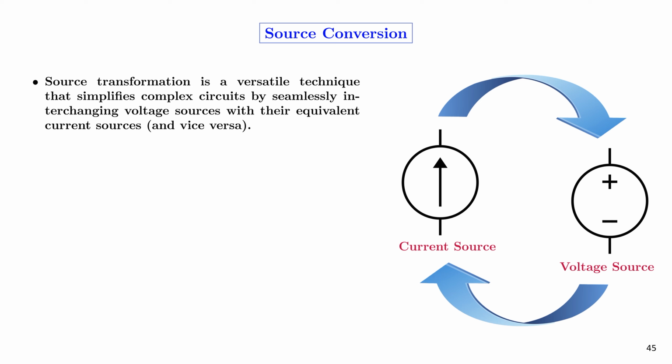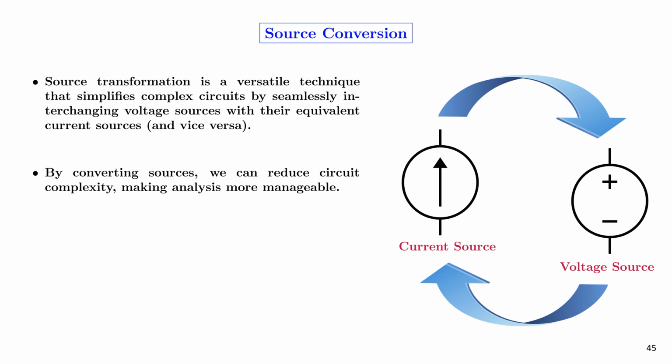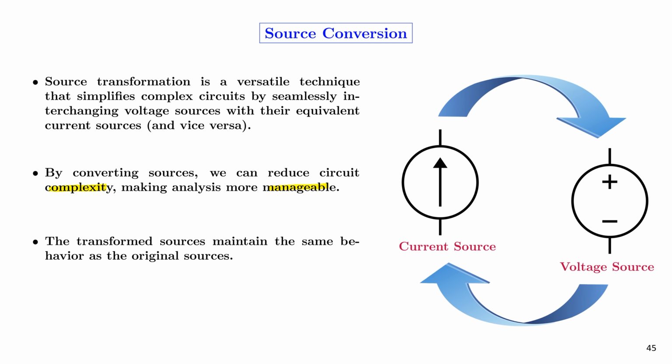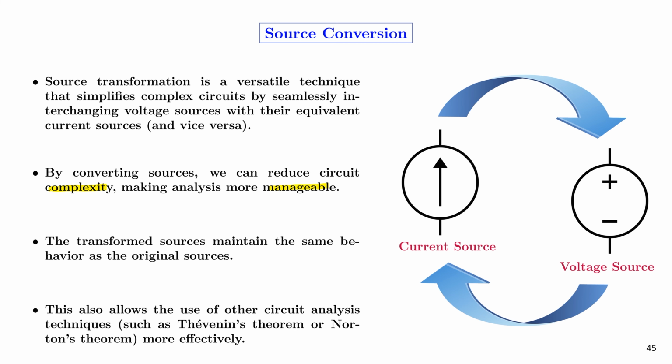A source transformation is a versatile technique that can be used to simplify complex circuits. That is, by using this technique, we can reduce the circuit complexity and also make the analysis more manageable. Note that the transformed sources will maintain the same behavior as the original sources. And when we use network reduction technique, this technique will be handy to simplify the circuit analysis. Let's see it in detail.